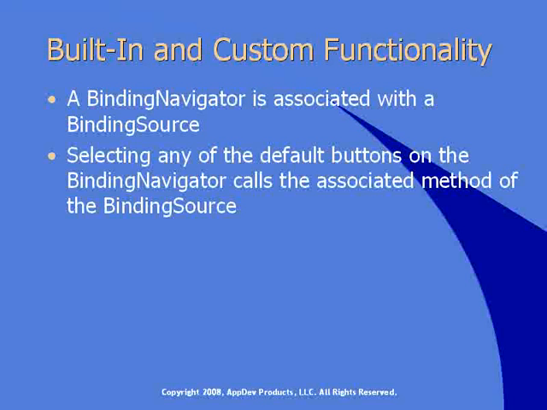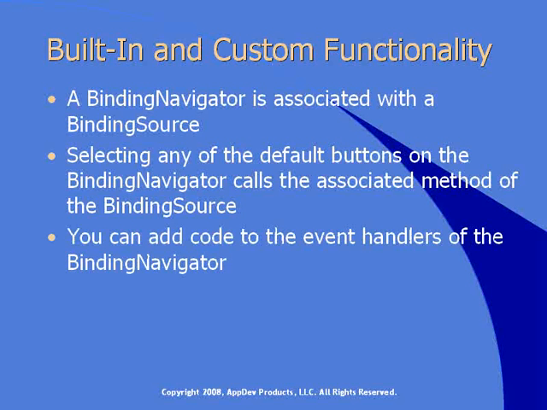And any of the default buttons on the Binding Navigator are going to call a method of the binding source, whether it's Move Next, Move Previous, Add or Delete. Everything except the Save button actually calls a method of the binding source. You can rely on that built-in code, and you can add additional code that you want to be run when you click a Binding Navigator button.